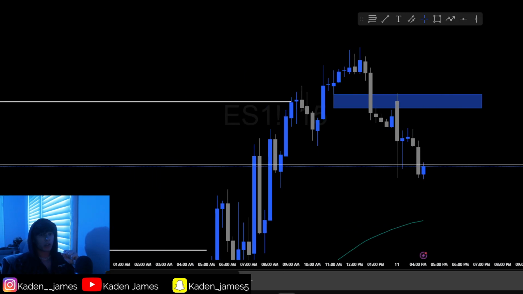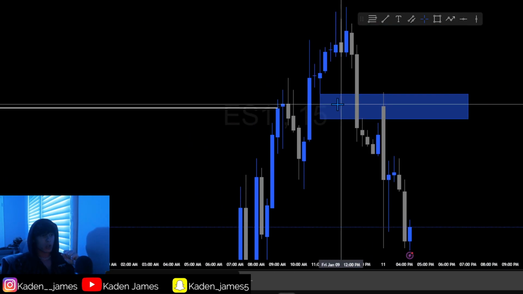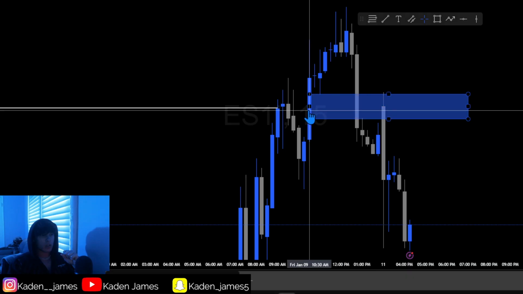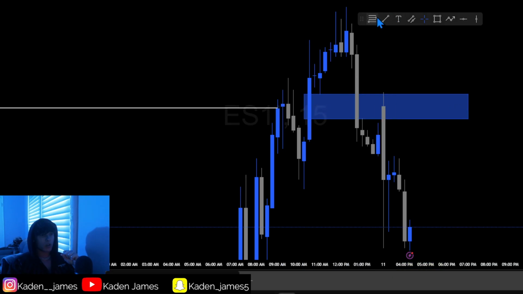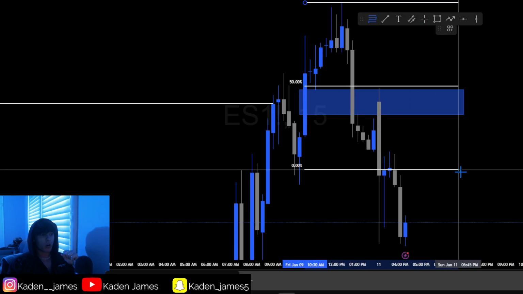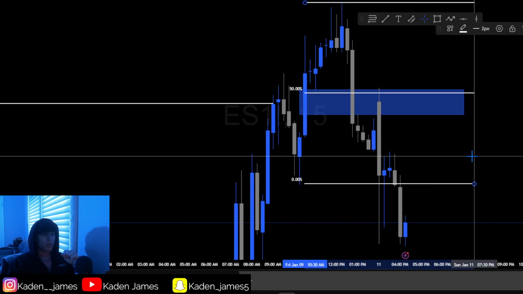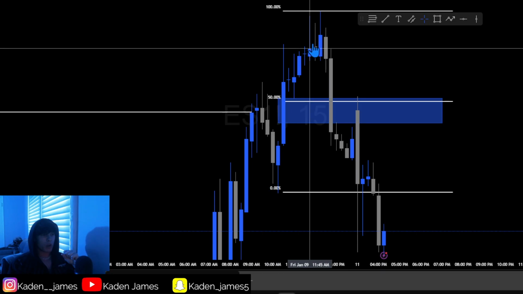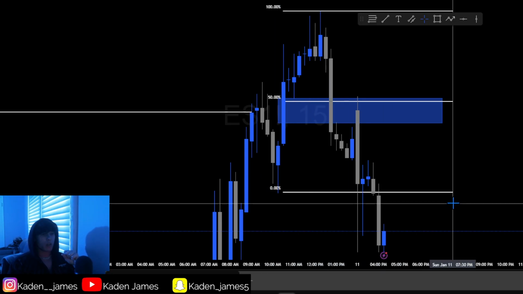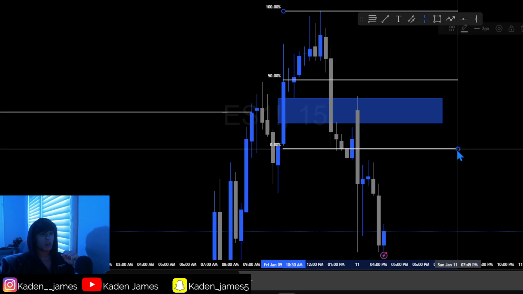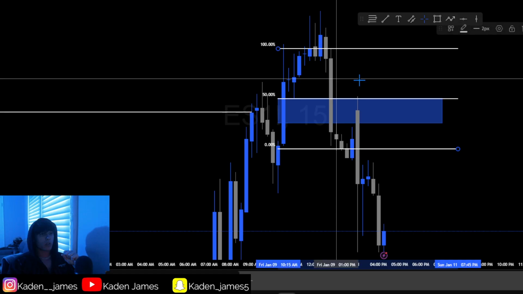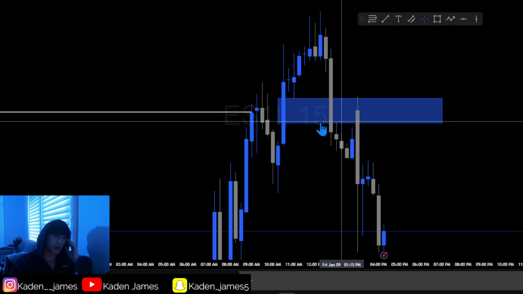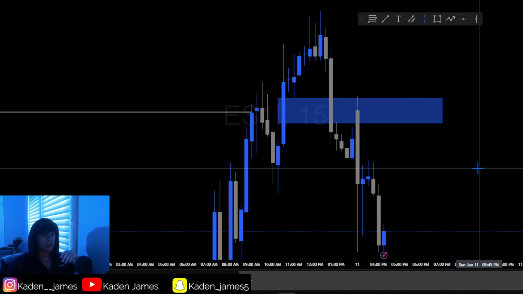Then we go down until we find an inverse fair value gap. Where's the inverse fair value gap? This. Why? Because this is a fair value gap, and then this, so inverse. Also note where we are. Beautiful, 50% of this range, from here to here. Let me see where we are on this candle. Yeah, we also hit 50% of this candle, or this fair value gap. So 50% of the fair value gap, or this candle, and 50% of the range.